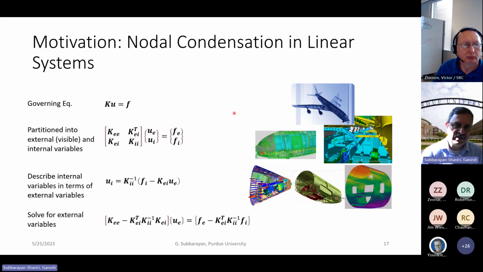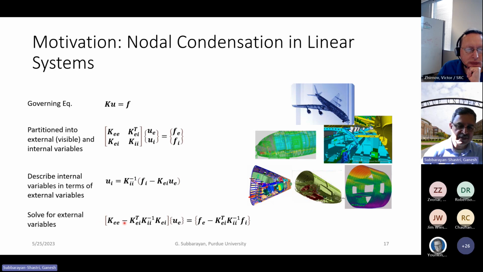Let's say I have a discretized governing equation of this form. Most physical systems, at least a static, quasi-static physical system, can be represented with this kind of a governing equation, k times u equals f. Even though it starts with a differential equation, it can be reduced to this form by discretization. And then you can partition it into external and internal variables. In other words, just partition the matrix by rearranging rows and columns so that the variables that are external, meaning the ones that occur at the interface between the parts, and those that are internal to the part, are separated. So you get this partitioned matrix, and correspondingly the forcing vector will also get partitioned. And then you can describe the internal variables in terms of the external variables in a straightforward manner, like I've shown here.